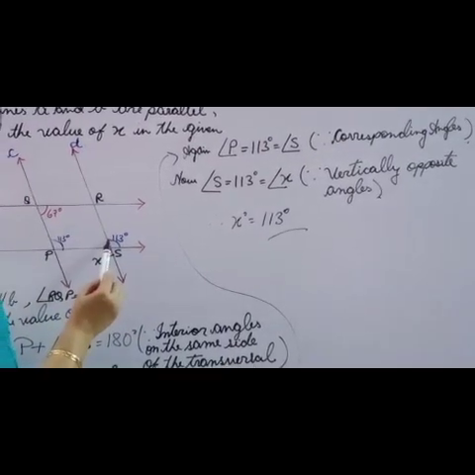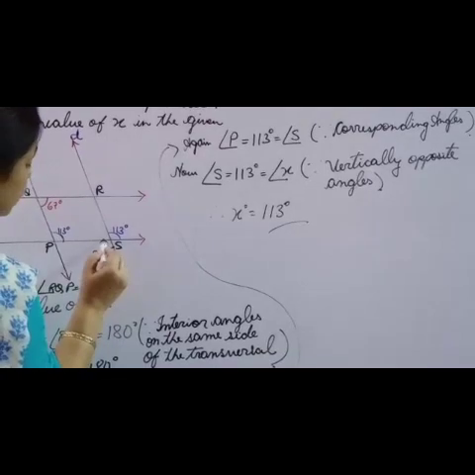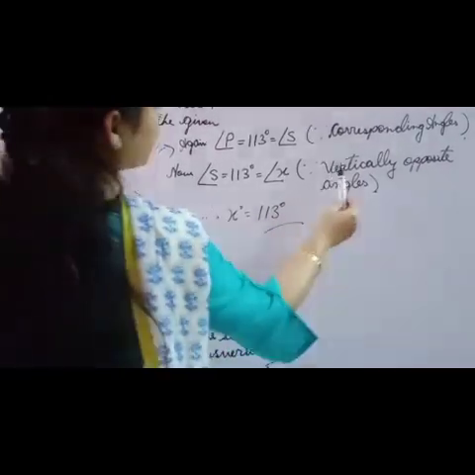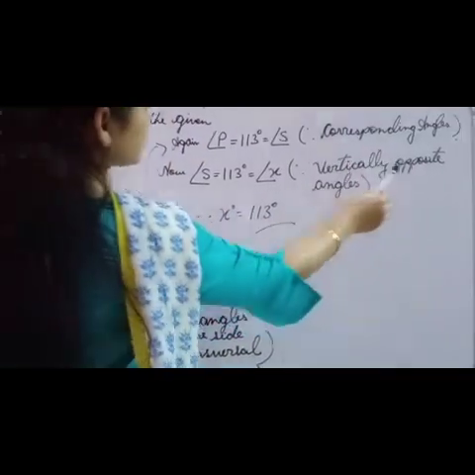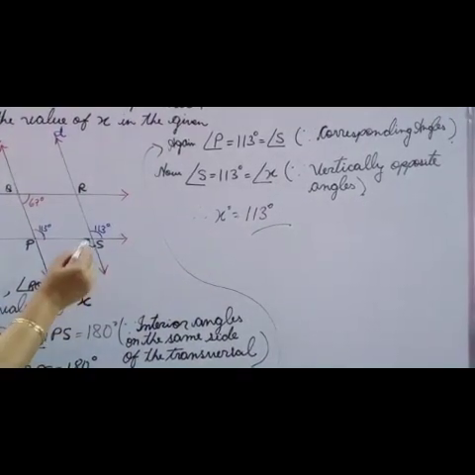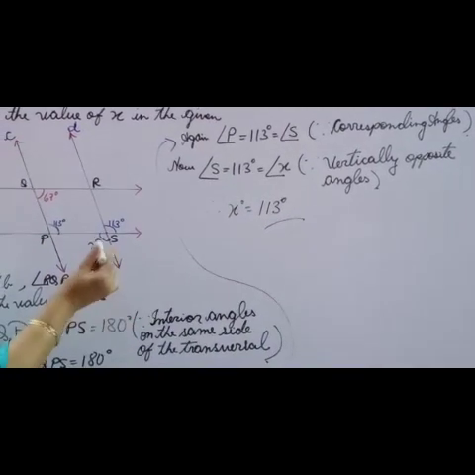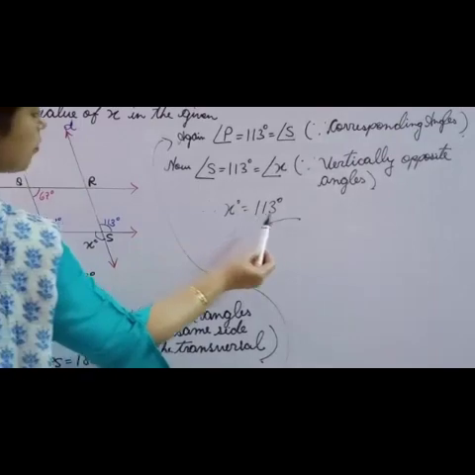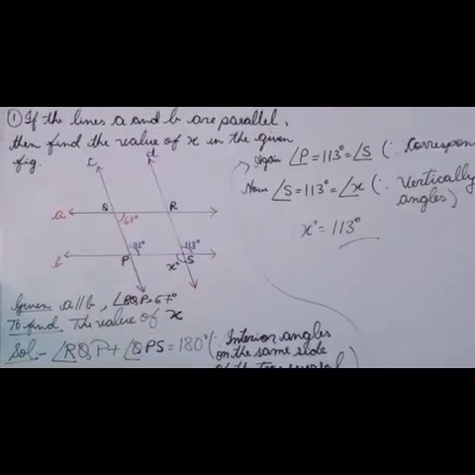Now if this angle is equal to 113 degrees, then I can say that angle X is also equal to 113 degrees. Why? With the property of vertically opposite angles. If you remember, I have explained this also. Vertically opposite angles are those angles which have a common vertex but don't have a common arm. So this angle is equal to angle X, that is equal to 113 degrees. Now we will proceed to sum number 2.